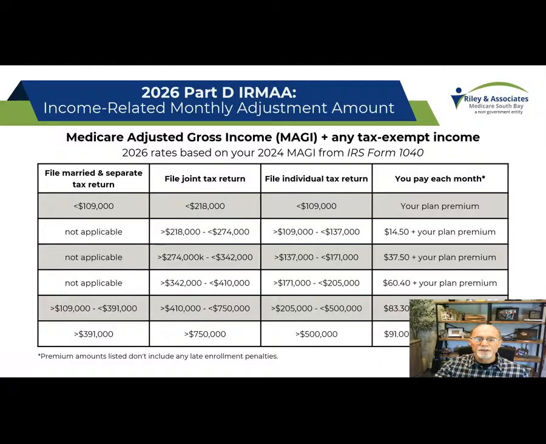Okay, so this is separate from your prescription drug plan that you either purchase with the supplemental or that's included in your Advantage plan. So this will be part of your Part B premium that you pay to Social Security every month. Okay.